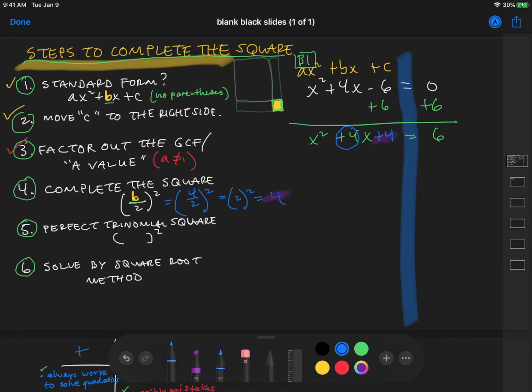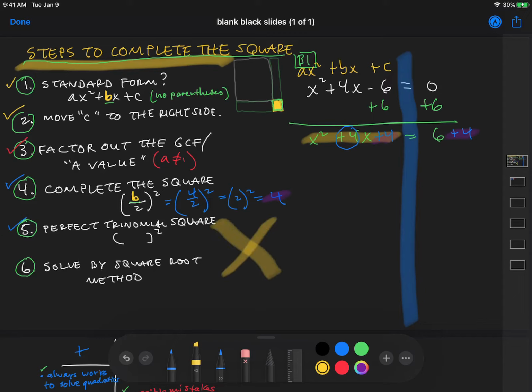Okay, now pay attention. If you add 4 to one side, you have to do it to the other side. Because if I add 4 to both sides, I essentially haven't really changed the equation. It's still equal. Okay, now we need to do a perfect trinomial square. So let's do step number 5. For step number 5, I'm going to take this right here and basically just factor.